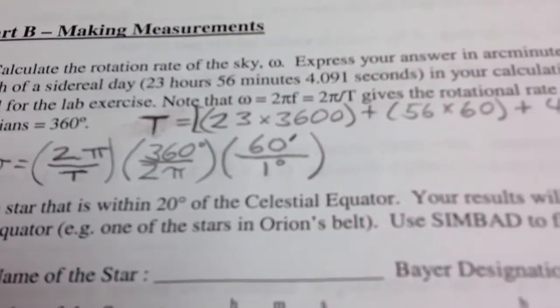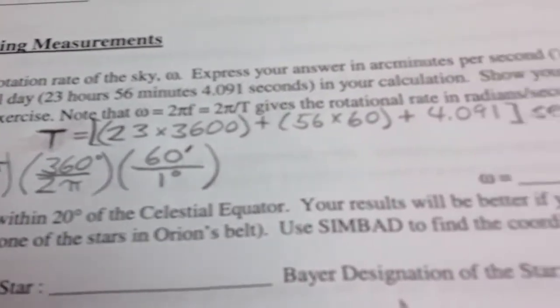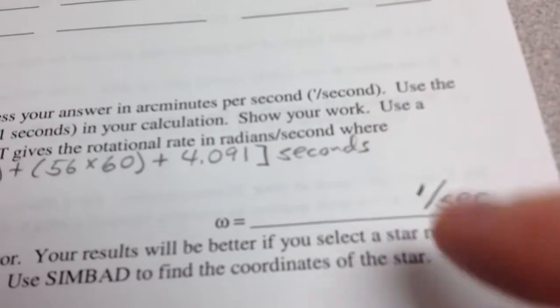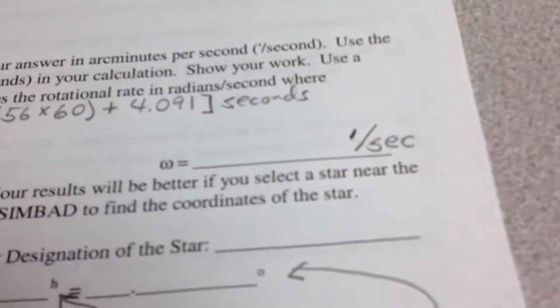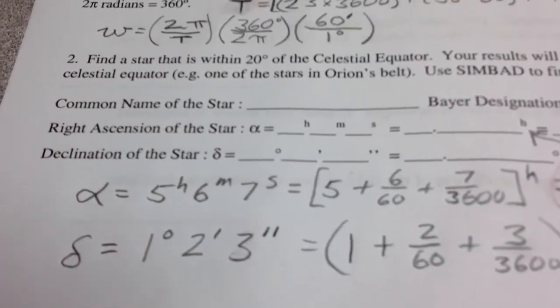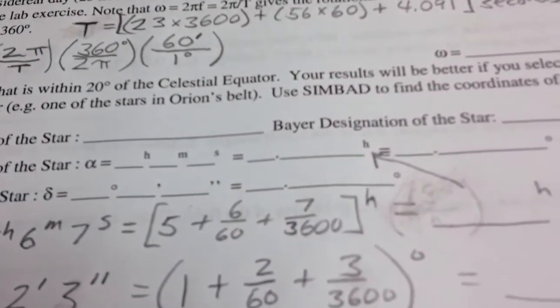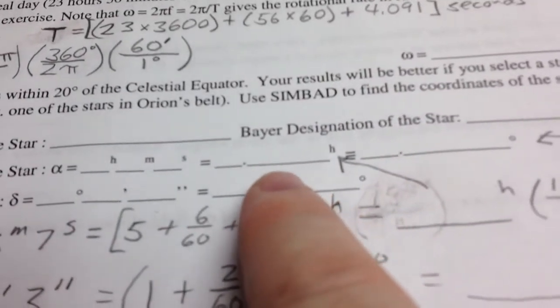Then what you'll also need is that there are 60 arc minutes in 1 degree. That's because it says in the statement of the problem that we want the answer to be in arc minutes per second. The other calculation you'll need to do is to convert from the right ascension in hours, minutes, and seconds, first of all, to what is called decimal hours.